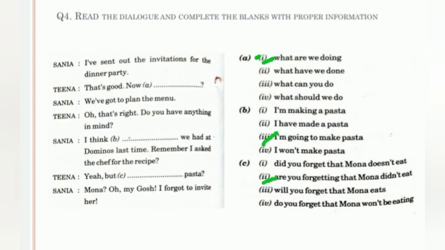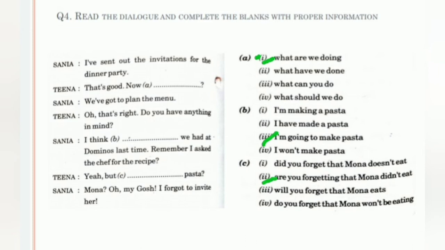Sanya, I think, then there is a blank. We had at Domino's last time. Remember, I asked the chef for the recipe? Tina, yeah, but then there is a blank and a question mark at the end. Sanya, Mona, oh my gosh, I forgot to invite her. So, through this conversation, we can clearly figure out that a dinner party is being planned by two friends. So, what can be the best possible answers according to the dialogues before and after the blanks?